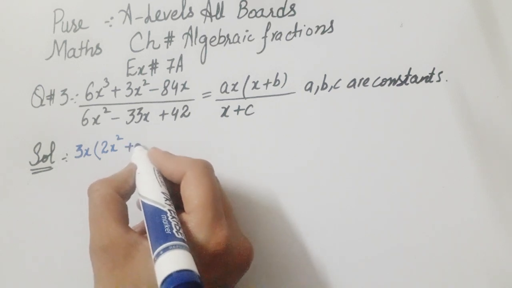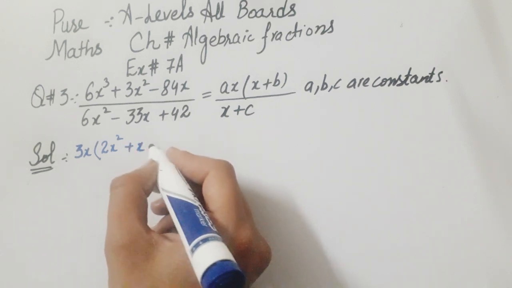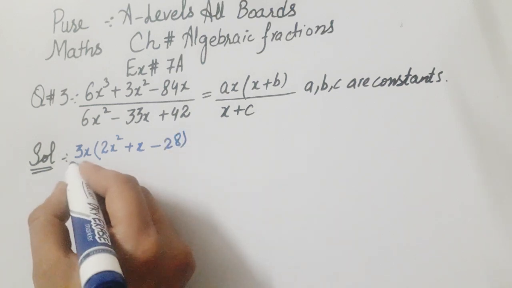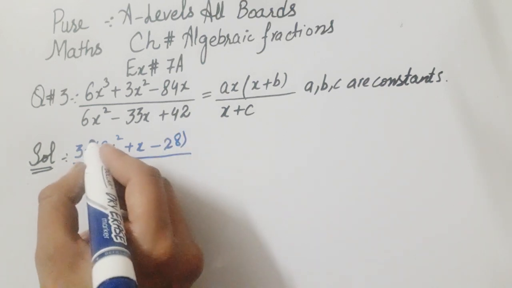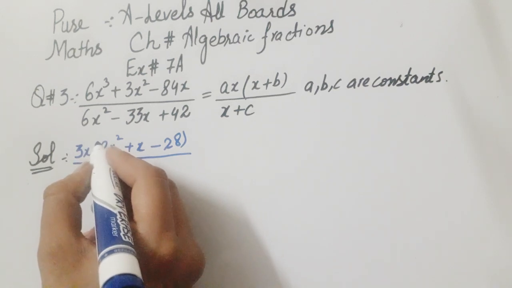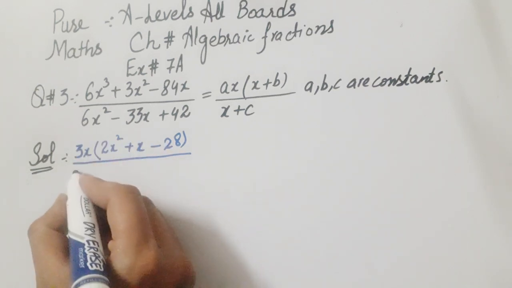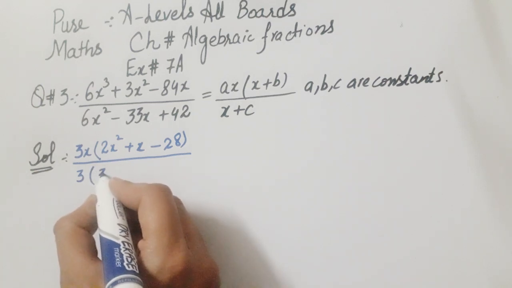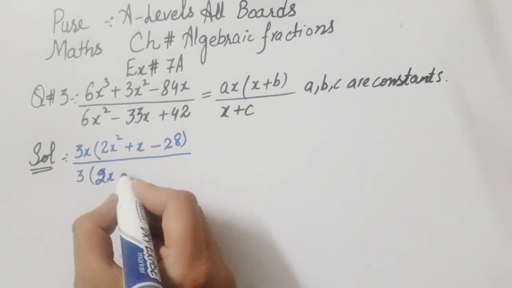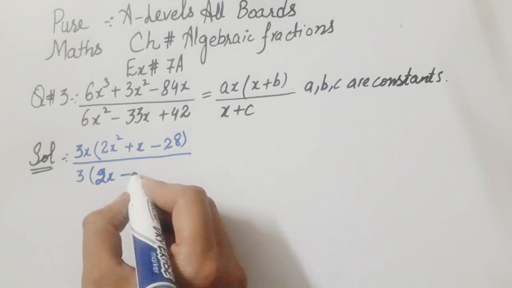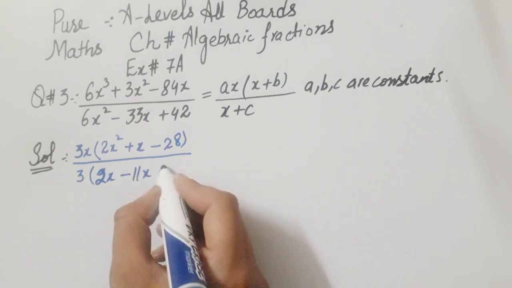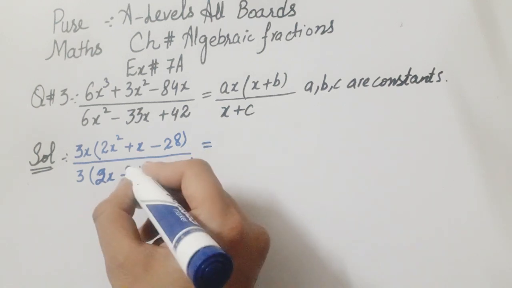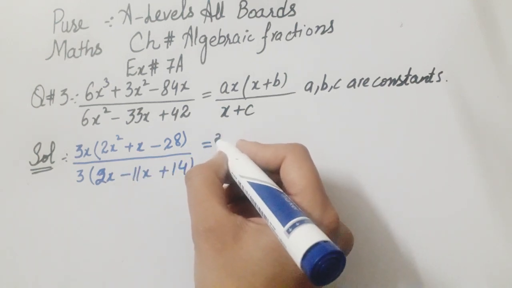plus x minus 28. Now we will take 3 as common from the denominator, and we have 2x² − 11x + 14.